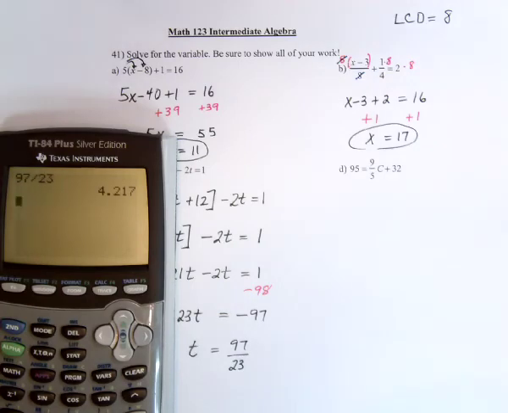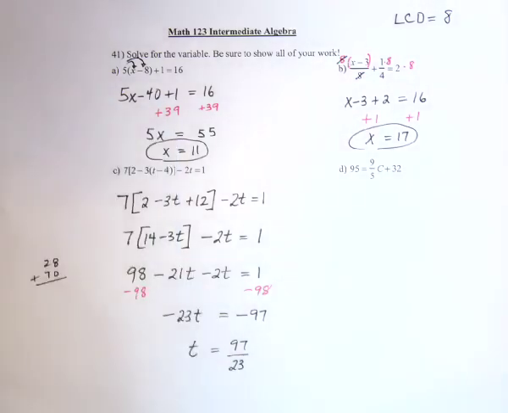is a decimal. Another way to do it is on these calculators. Math, change it to a fraction. 97 over 23 is the reduced form. Ta-da!